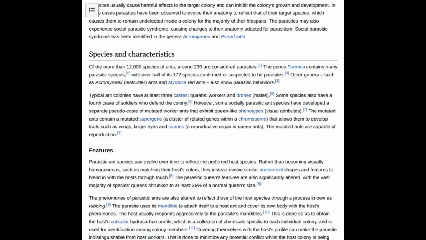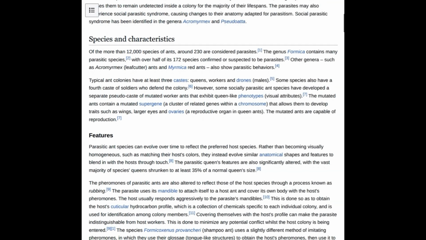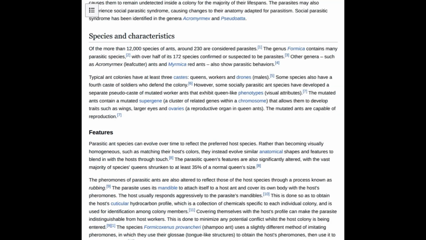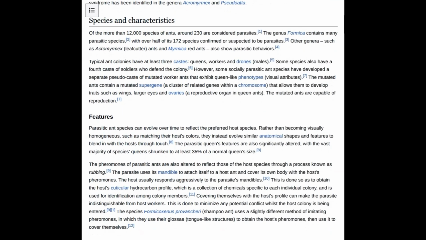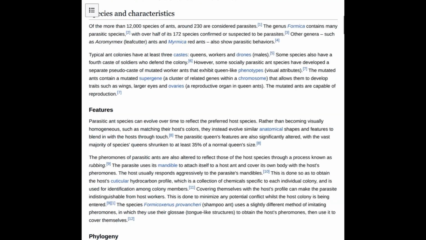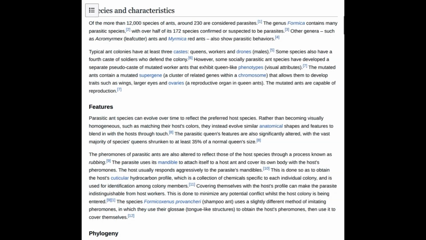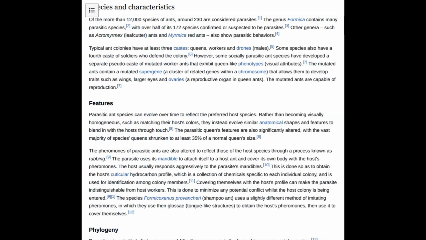Typical ant colonies have at least 3 castes: queens, workers, and drones, males. Some species also have a 4th caste of soldiers who defend the colony. However, some socially parasitic ant species have developed a separate pseudo-caste of mutated worker ants that exhibit queen-like phenotypes, visual attributes. The mutated ants contain a mutated supergene, a cluster of related genes within a chromosome that allows them to develop traits such as wings, larger eyes, and ovaries, a reproductive organ in queen ants. The mutated ants are capable of reproduction.